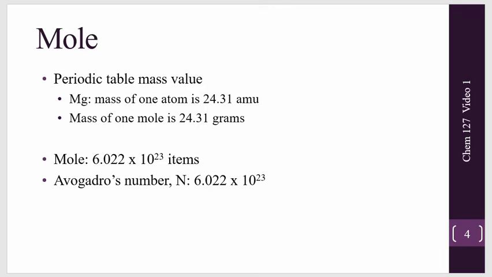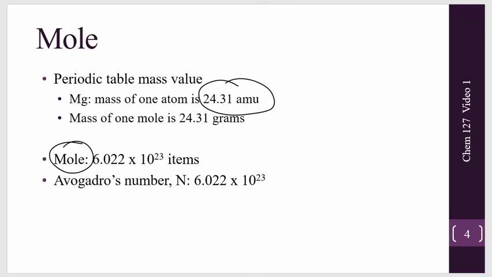So for just any atom in particular, the number on the periodic table is in AMU. So if we had one particular atom of magnesium, it would weigh on average 24.31 atomic mass units. But we don't usually have just one atom of something, we usually have many, many atoms of something. And we use a specific number of those types of atoms. And that unit for just a huge number of atoms is called a mole.